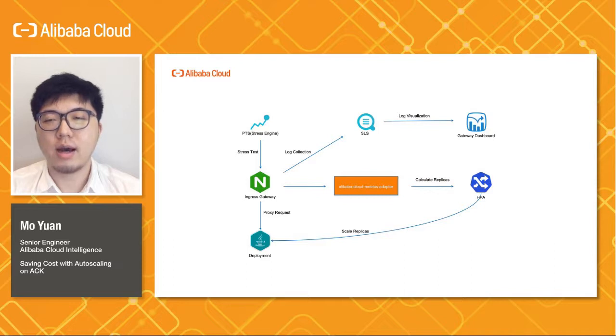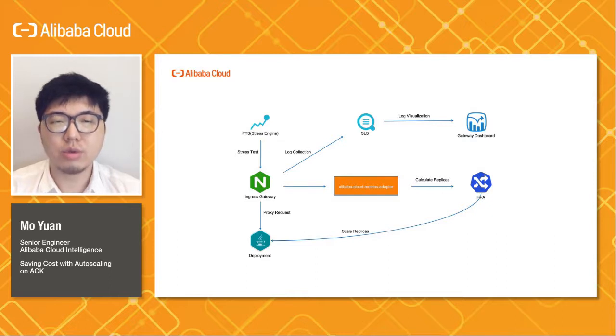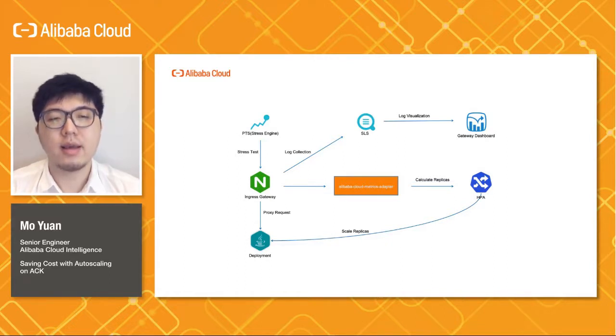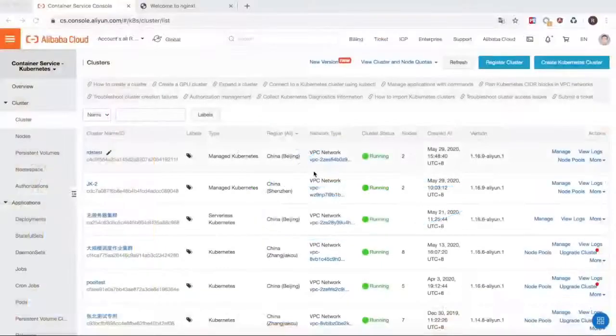In the previous section, I introduced that the log service can collect the logs of Ingress Gateway. It can also do some analysis on the logs, visualize the network flow, and convert them to metrics with the help of Alibaba Cloud Metrics Adapter. Finally, HPA can calculate the replicas of the workload based on QPS. So let's start the demo.